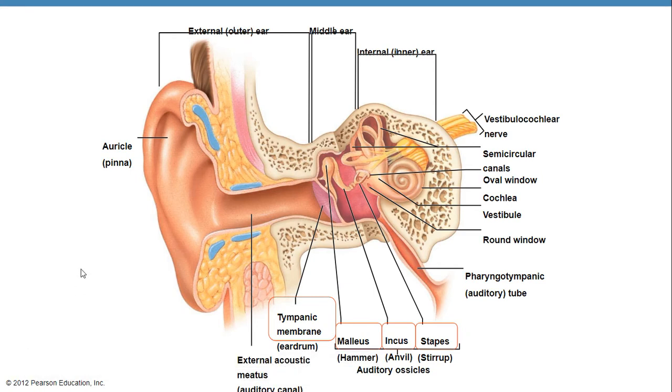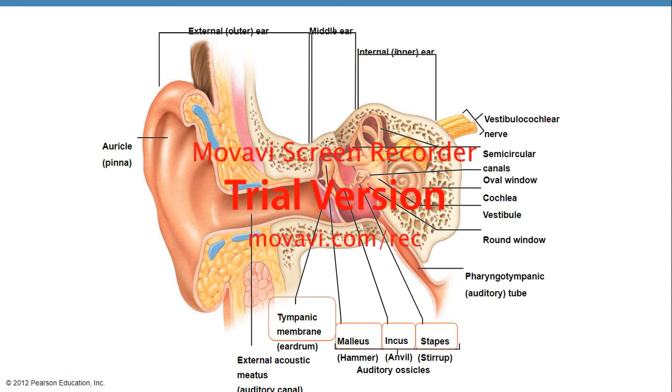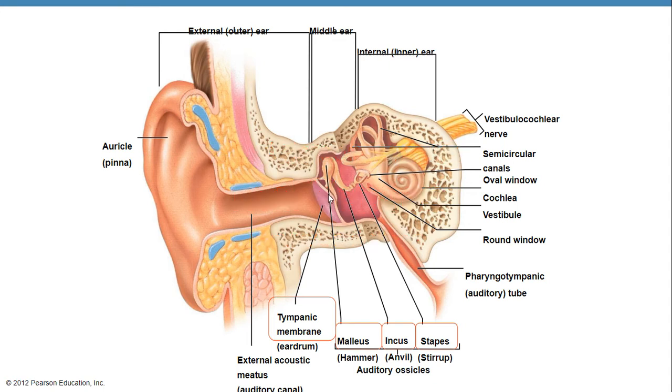Okay, so this is showing you the tympanic membrane right there. Then you see the malleus, incus, and stapes. And again, all they're doing, remember, the sound waves hit the tympanic membrane, then those vibrations are transferred from the tympanic membrane to the malleus, which transfers to the incus, and then to the stapes. Then the stapes is going to transfer to the oval window.